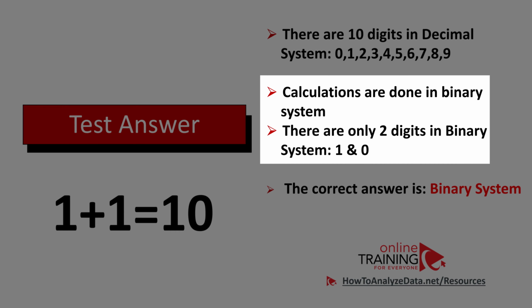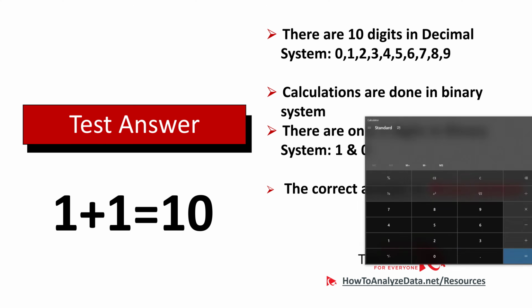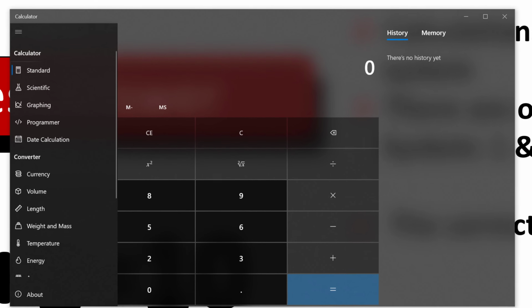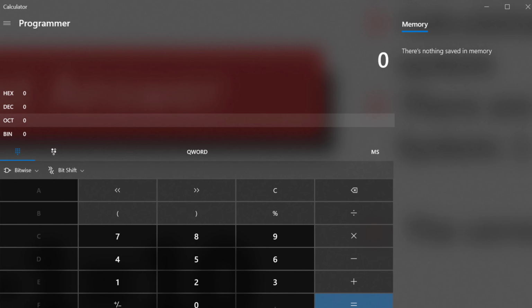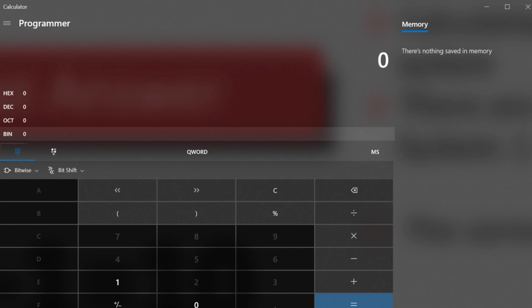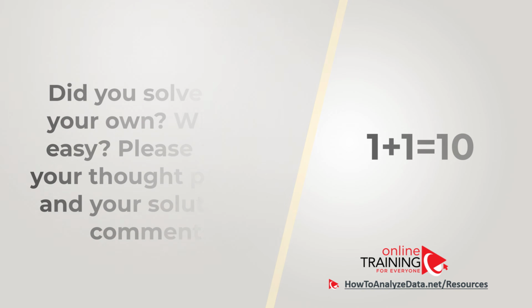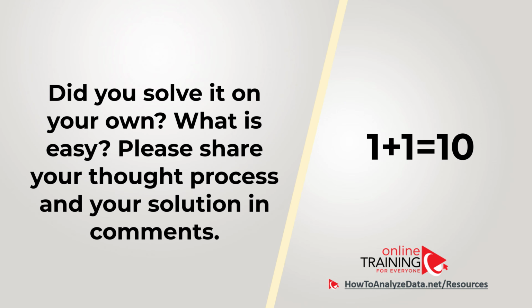So the correct answer, this calculation is possible because of the binary system. Let me demonstrate this to you. If you launch Calculator in Windows and then switch to the Programmer Calculator, you can choose different systems. By default, it's a decimal system. But if we switch to binary, and then we can add 1 plus 1 equals what looks like 10, in reality is 2 in the binary system. Hopefully you've nailed this question and now know how to answer similar problems on the test.